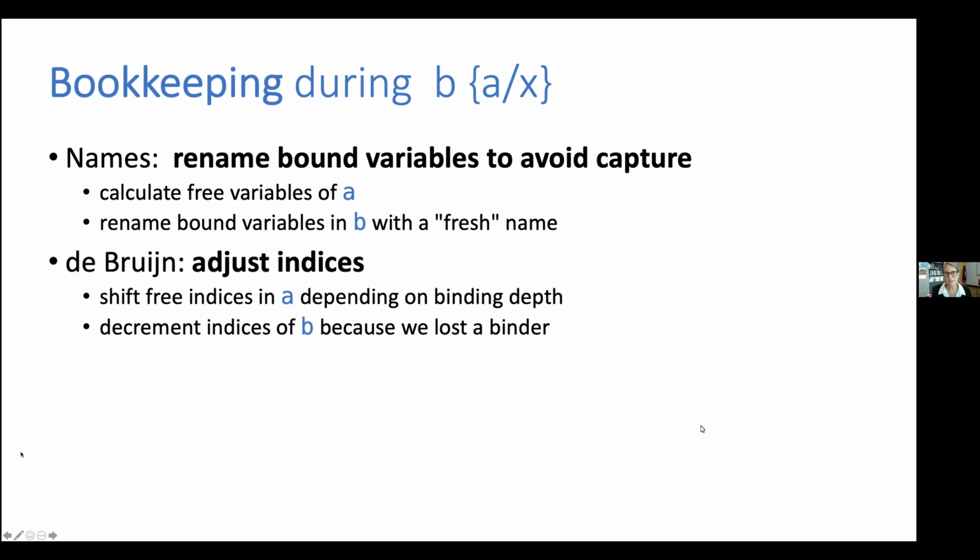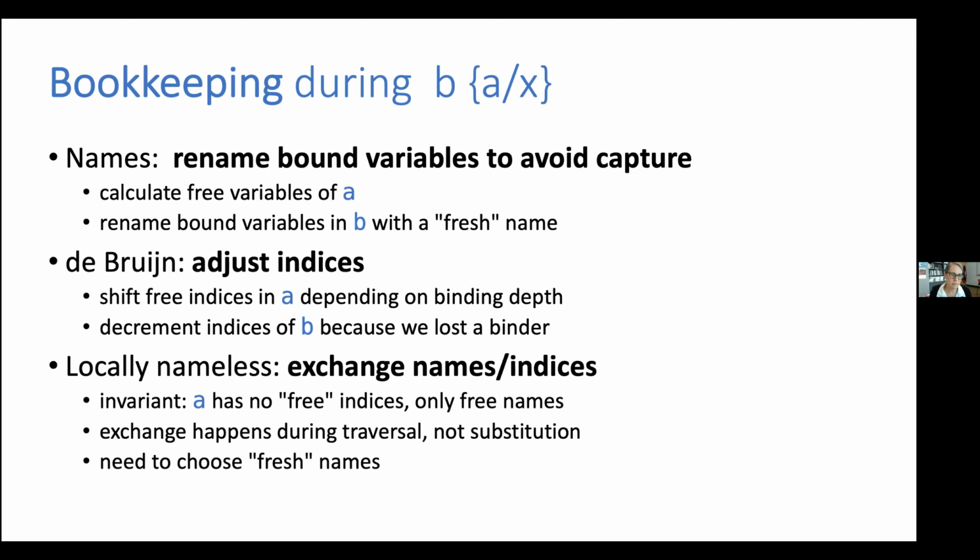With the de Bruijn indices, we had to do shifting. You saw that as we put the term A inside while we were substituting it in, we had to shift its free variables as it got deeper inside of the term we were substituting into. And then in B, we had to decrement some indices because we did a beta reduction. We lost a binder.